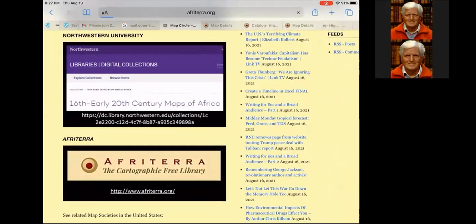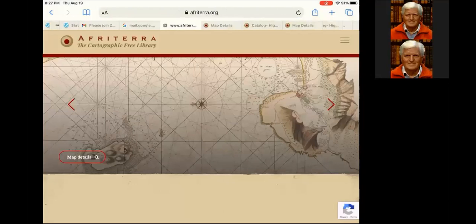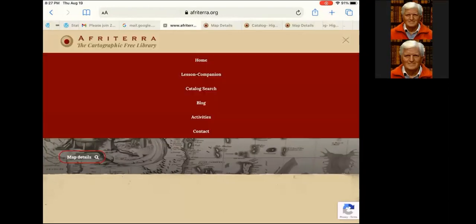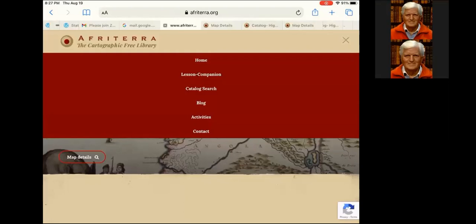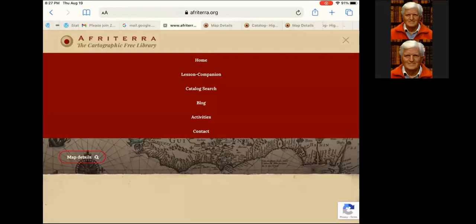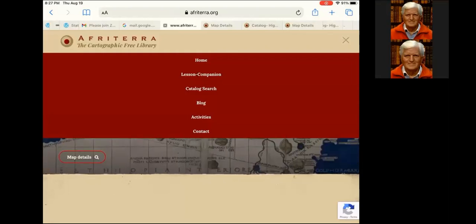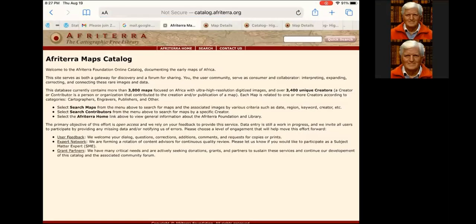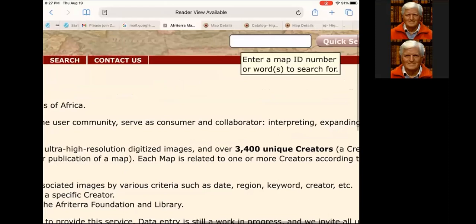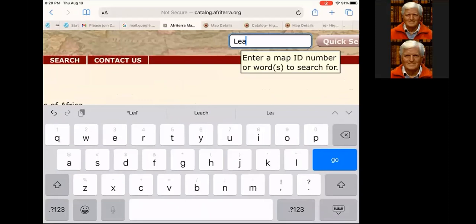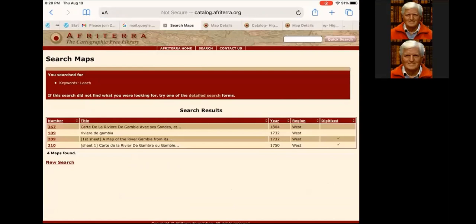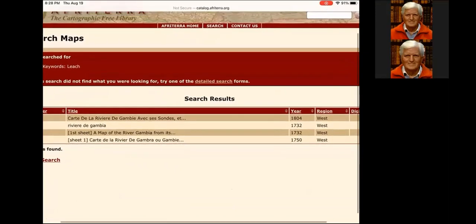We'll look for the map by Leach, a cartographer in the 18th century who made a map of the Gambia River that was very influential and quite detailed. So let's search the catalog for his name. Leach. Okay, we're going to hit go, and sure enough, three of the maps that are there are mentioned. One's in French, one's in English. Let's take the English one and take a look at it.